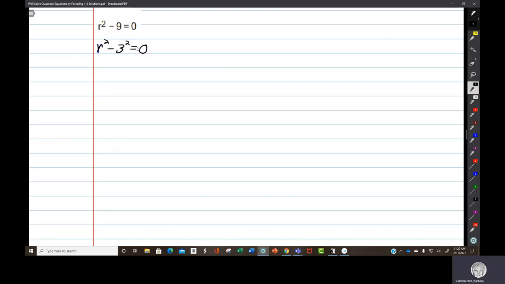Okay, I have no choice. I have to factor by the difference of two squares. (r + 3)(r - 3). Now I have two binomial factors. I'm going to set each of them equal to 0 because the whole equation is set equal to 0.